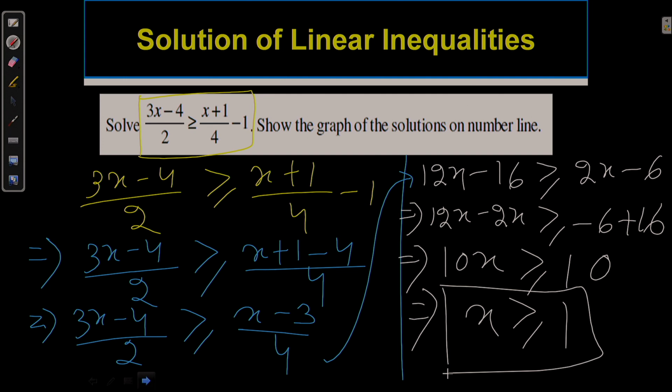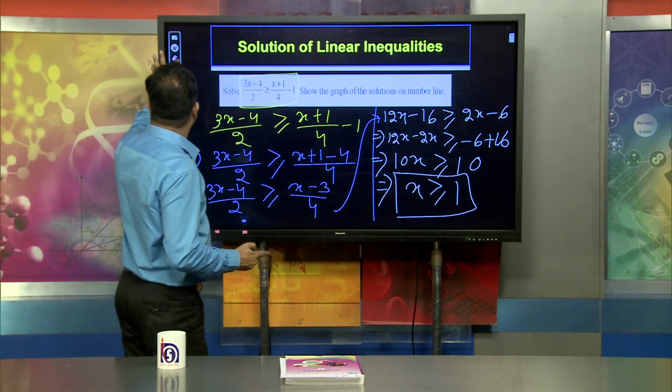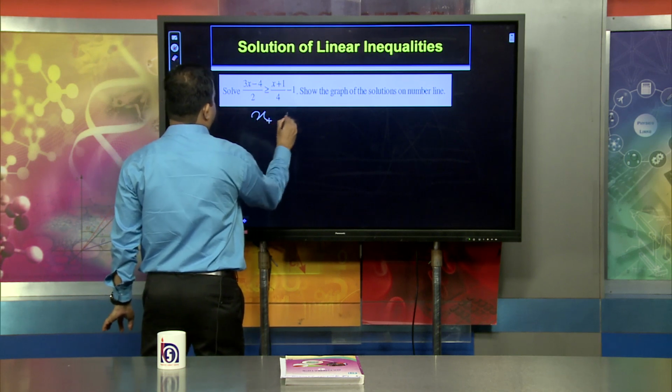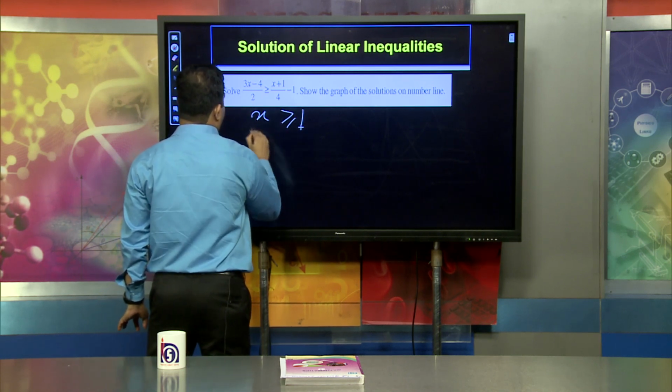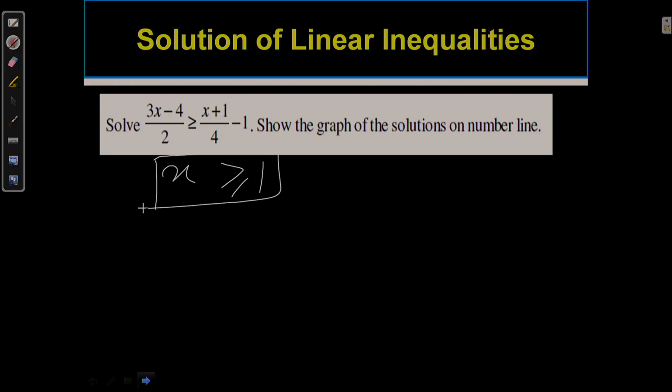How did we find it? By using the linear inequality principle, we are able to find x greater than or equal to 1. The question is to show the graph of the solution on the number line. We have found x greater than or equal to 1, and you already know how to show it on the number line.